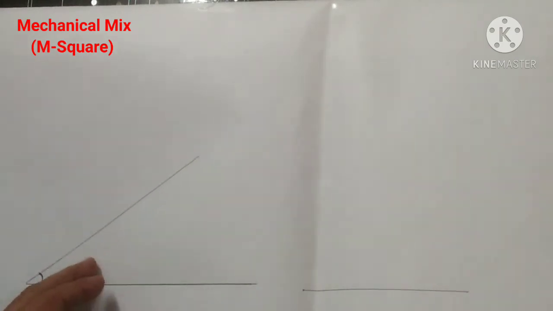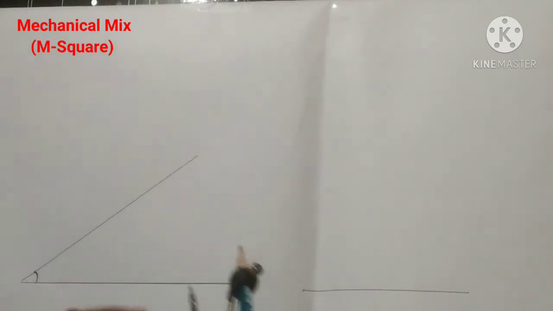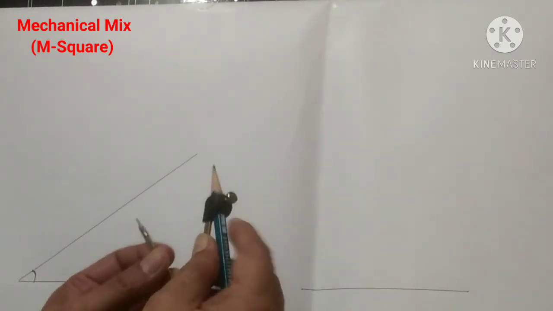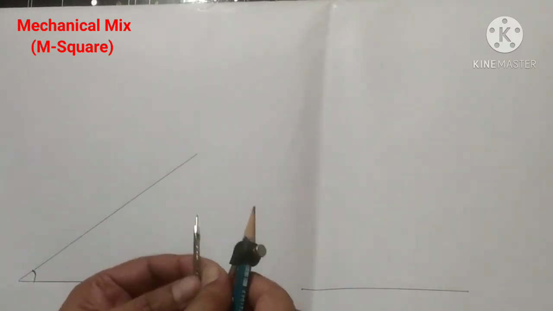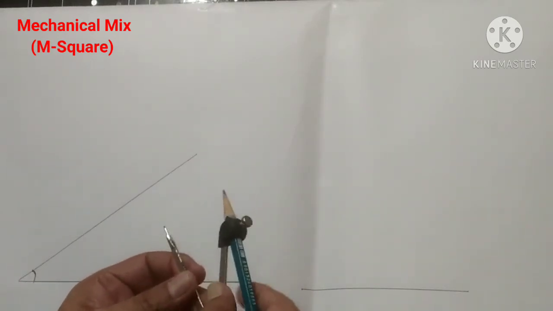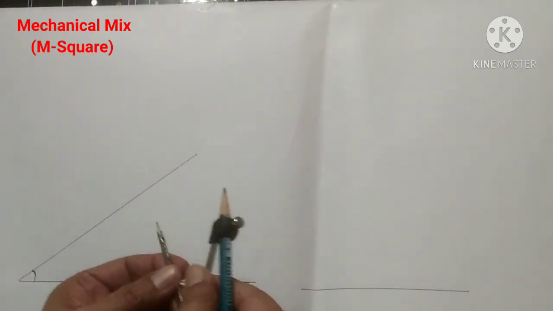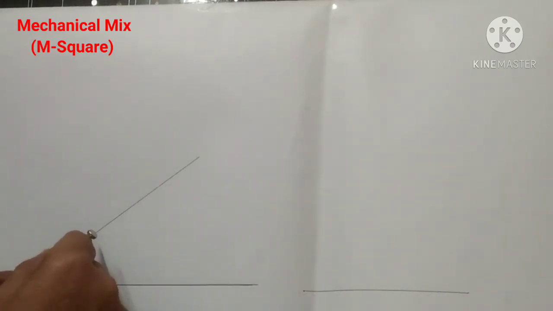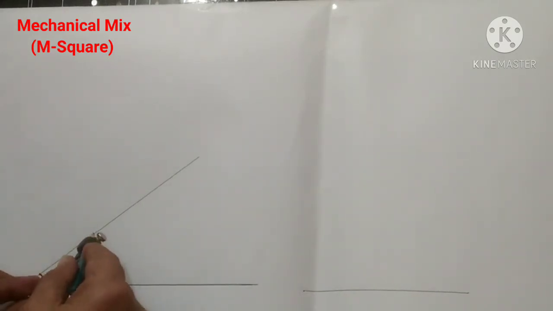here I am having some angle. How to divide this angle into two equal parts? I am taking my compass. By taking my compass, I am taking some length, whatever it may be. Choose by your own. You can take some length. By using the compass, I can draw an arc like this.